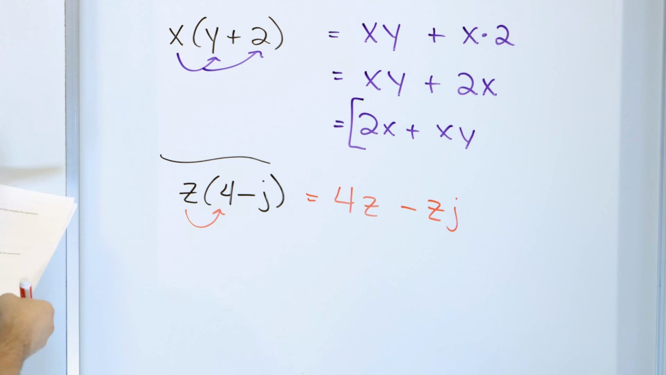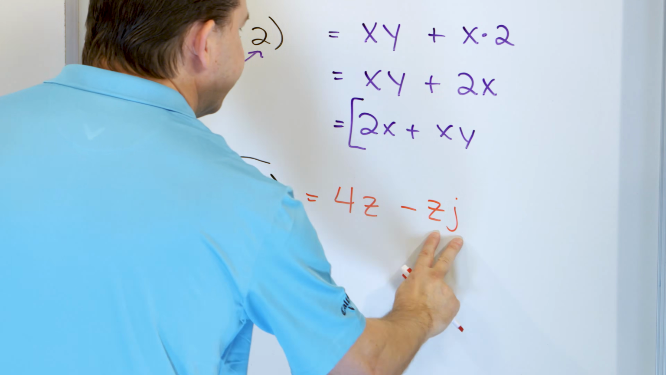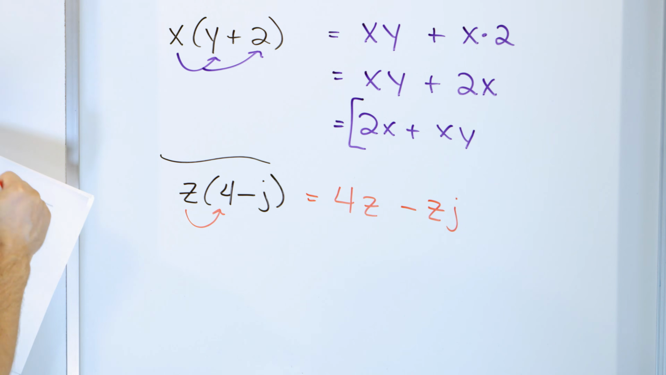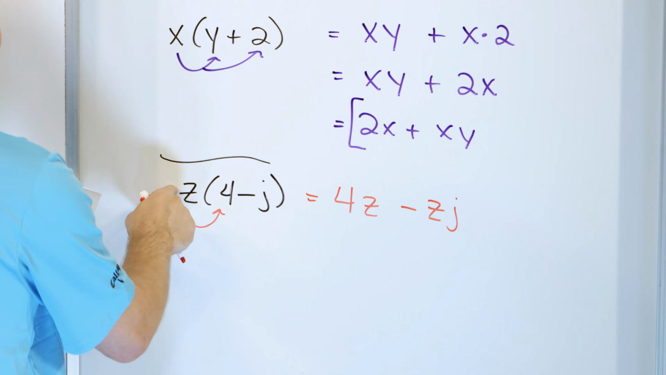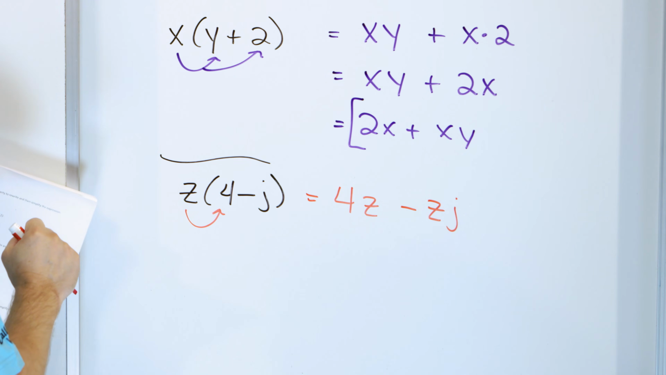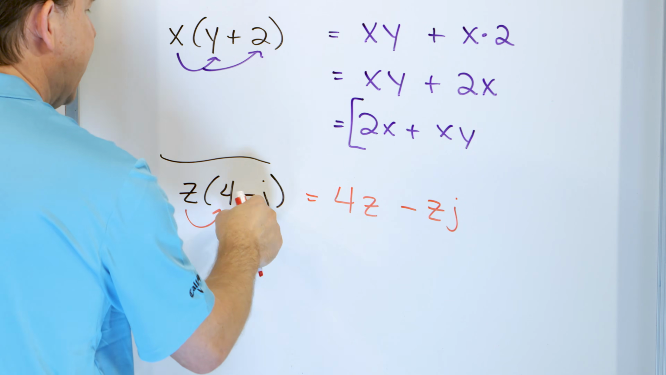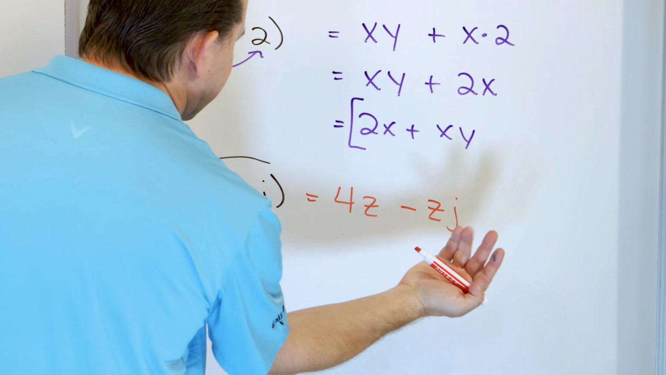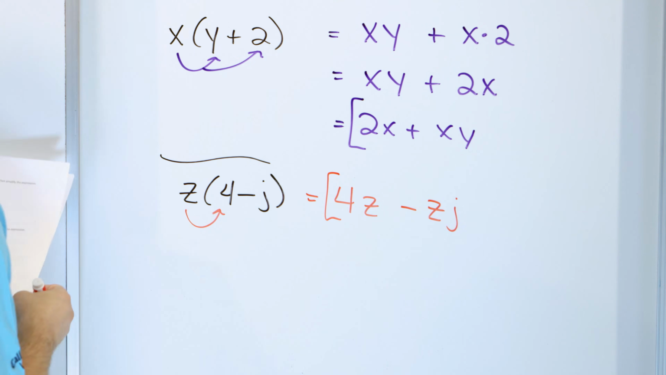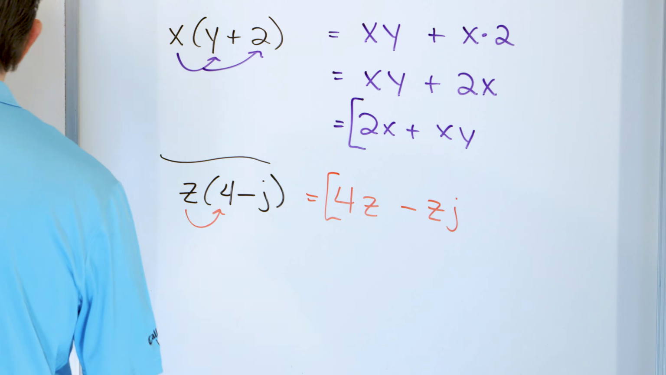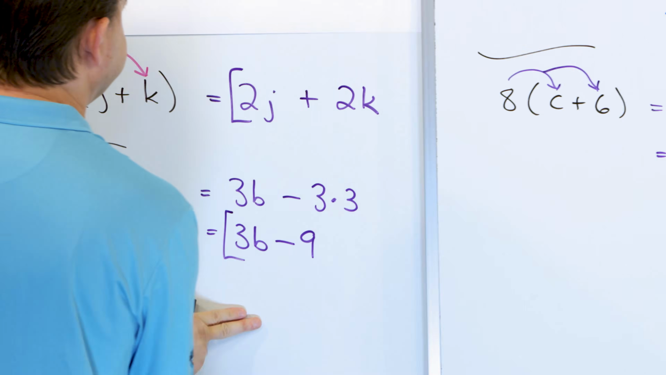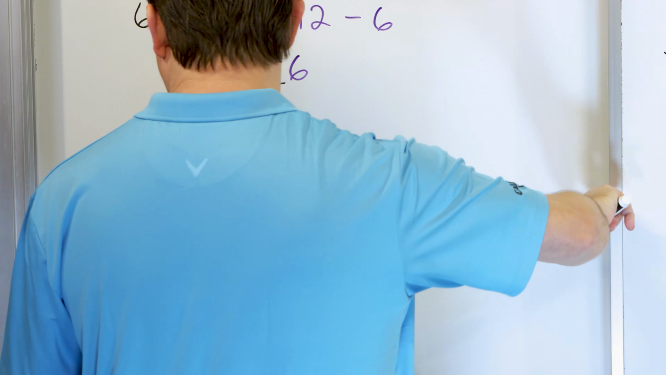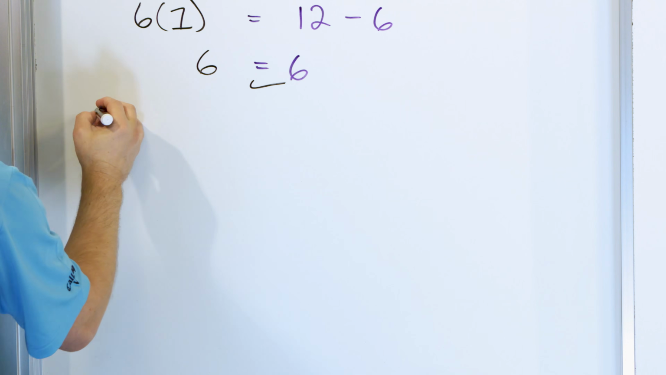You could write it as j times z if you want as well. Like you could flip this around, make it j times z. It's exactly the same thing. So 4 times z, we like to write the number first. And then z times j, I have it here, but you could write it j times z. It doesn't really matter. 4 times z minus z times j. All right, and then we have our very last problem. I think I'm going to do that one over here and call it a day.